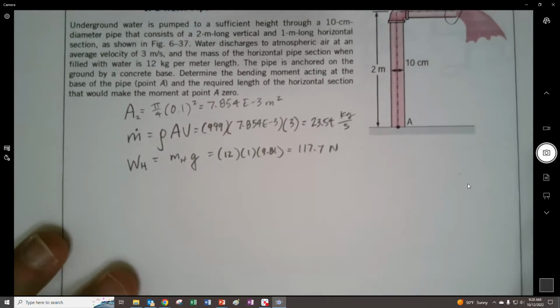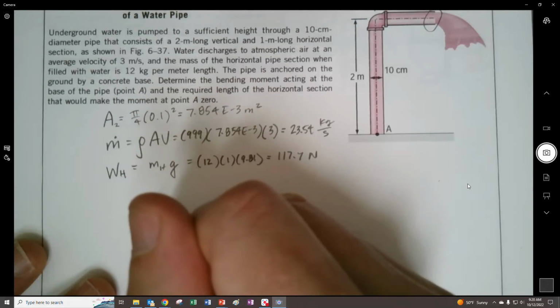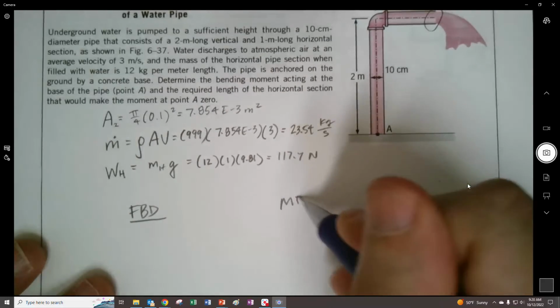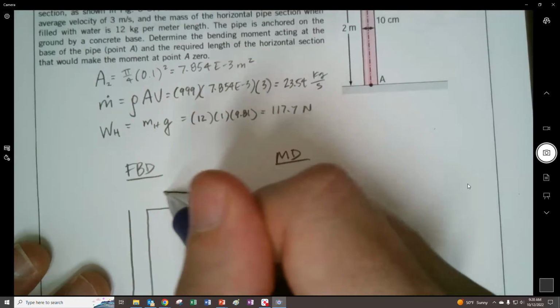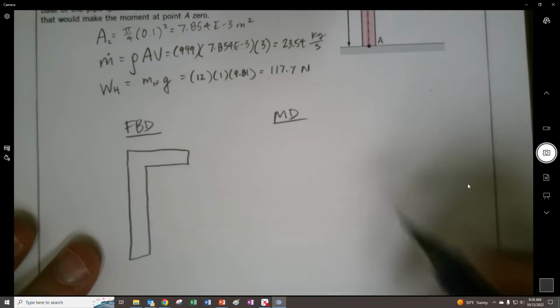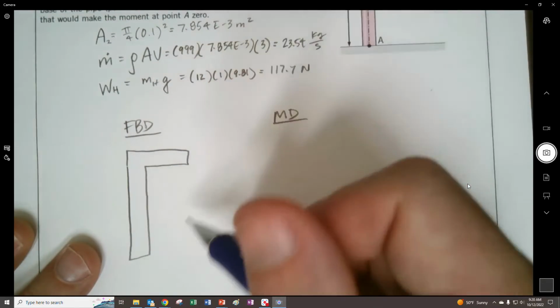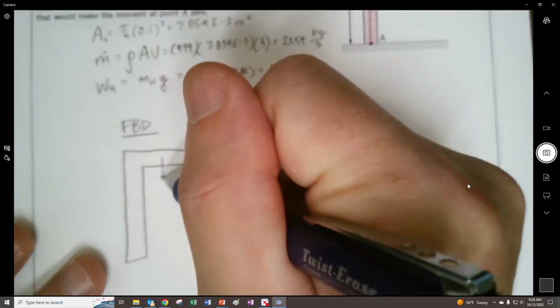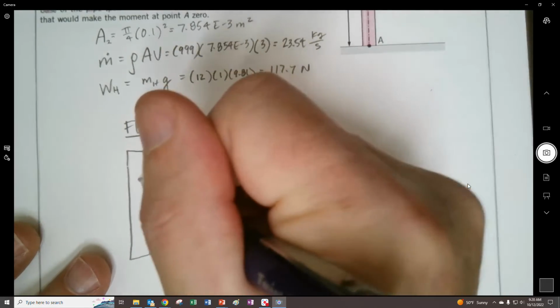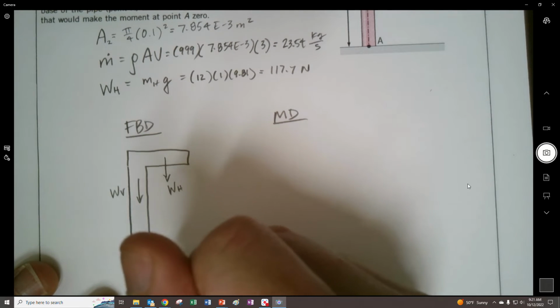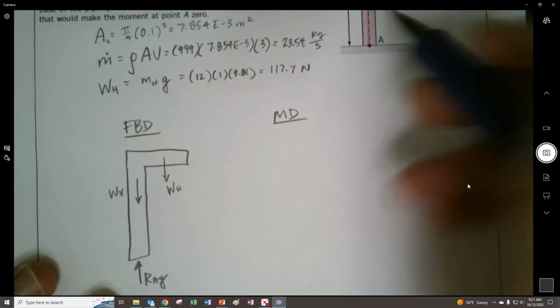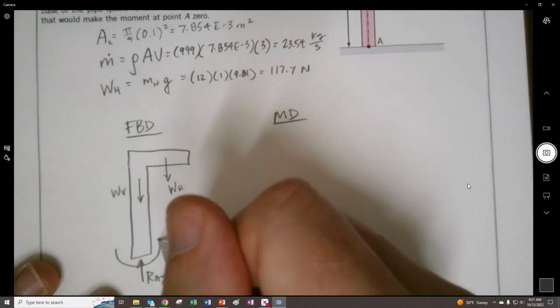All right, so I'm going to draw an FBD and a momentum diagram of this. And in this case, it's really the control volume that we're drawing as a free body diagram. And we're going to put the forces on here. Well, we have this weight of the horizontal part. We also have the weight of the vertical part, which we don't really care about, but we're going to do it anyway. We're going to have a reaction force here. We'll call that RAY because it's at A. And there's also going to be a reaction moment.